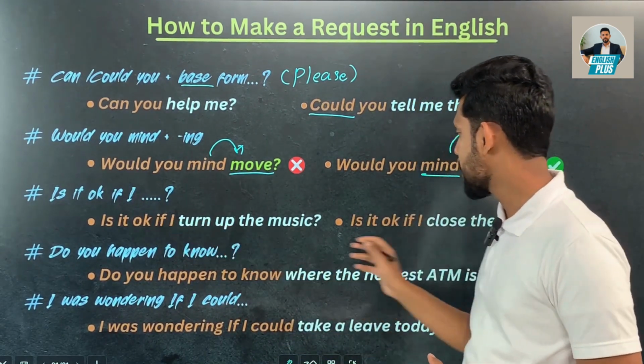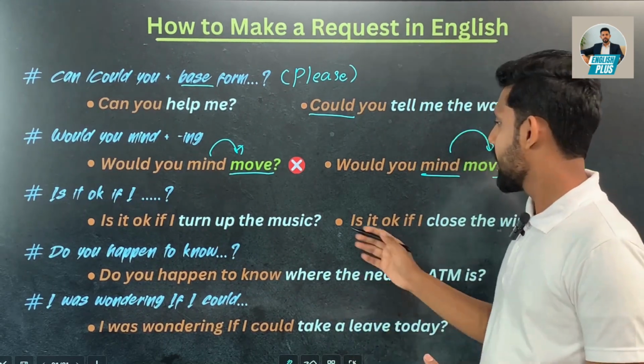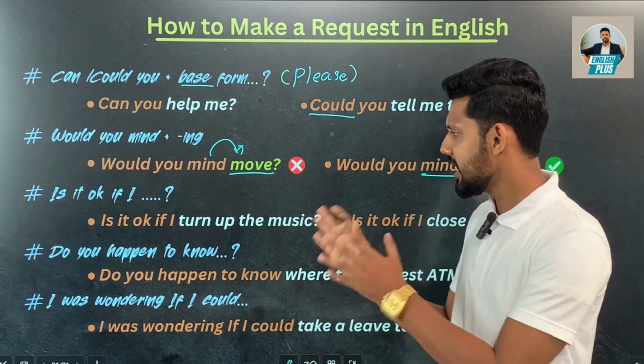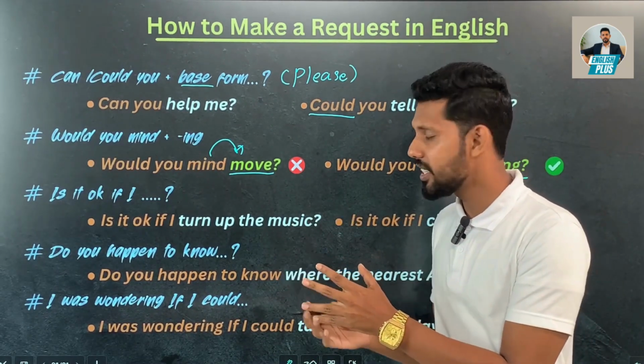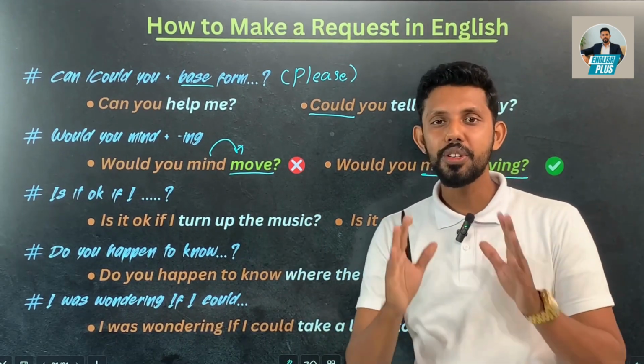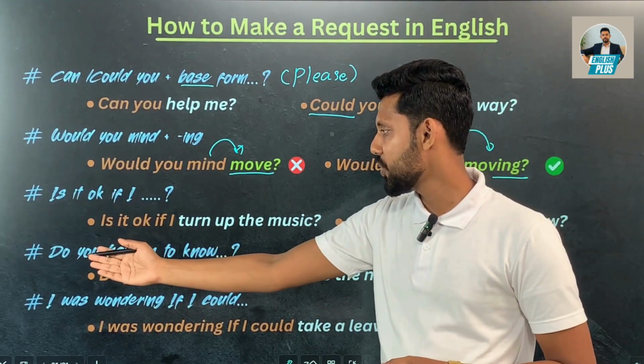So, have a look at these two examples. Is it okay if I turn up the music? Now, both of them want to change something, but they take their time to check whether it is okay with the other person. So, that's how you can use this correctly. Now, let's move on to the next one on the list.